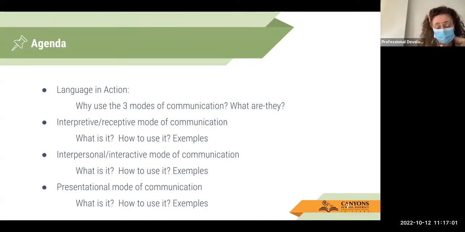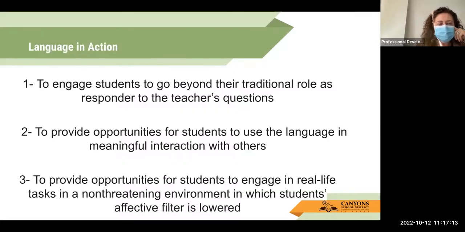And after that, it will be your turn to try to incorporate those modes of communication into your daily lesson. And I'll show you an example of how you can do this. The purpose, why are we doing this, is to be able to use the language in action.